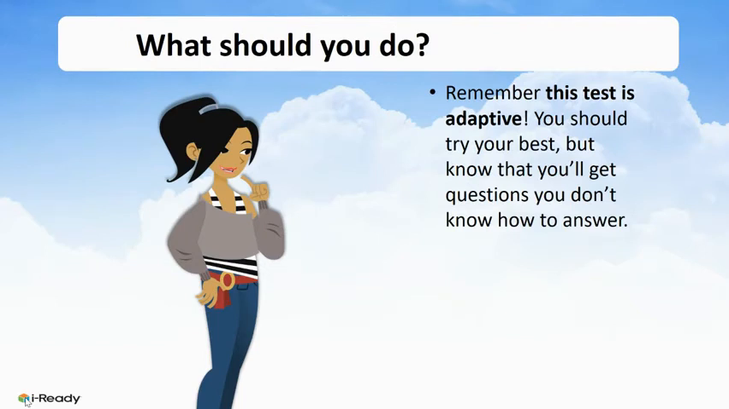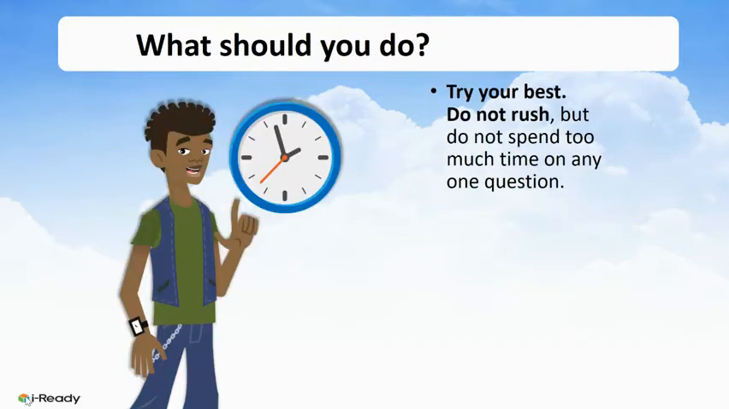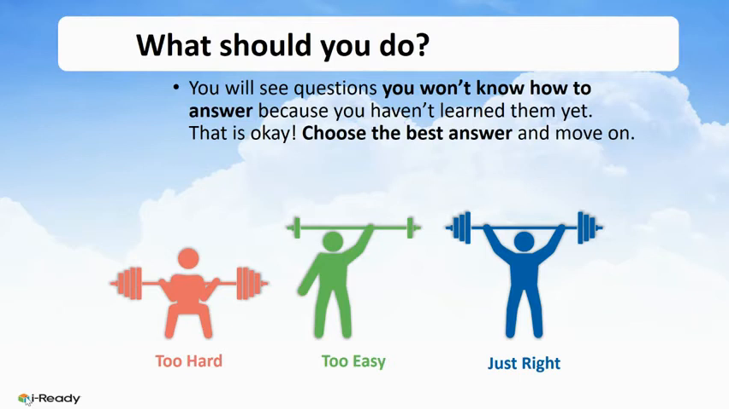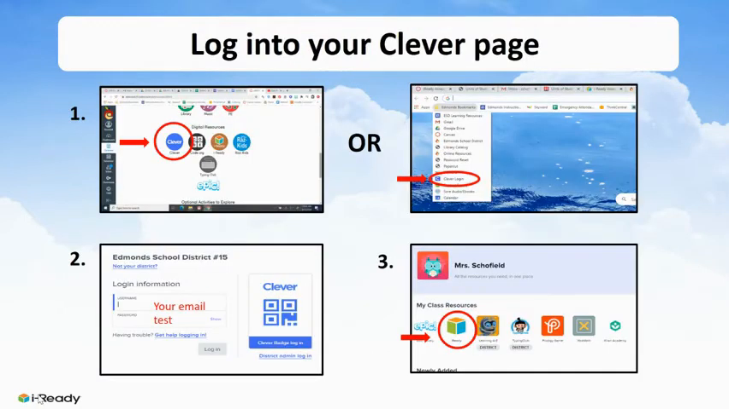This test is adaptive. You should try your best, but know that you are going to get questions you don't know how to answer. If anybody in the whole wide world took this test, they're going to get questions they don't know how to answer. That's how the test works. So try your best. Don't rush. Try not to spend too long on any one question. You are going to see questions that you don't know how to answer because you haven't learned them yet, and that's okay. You just choose what you think is the best answer and move on.